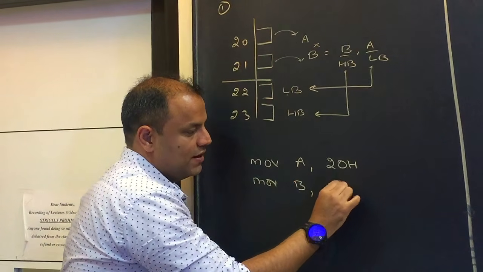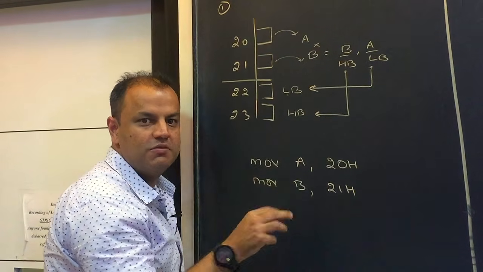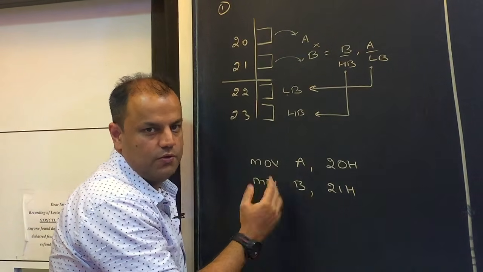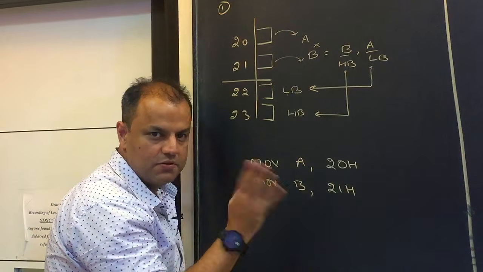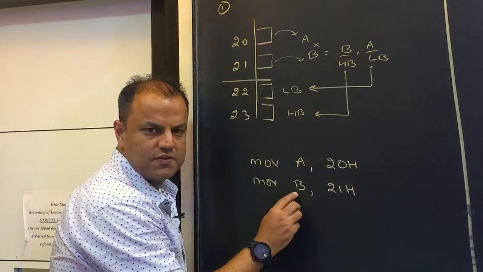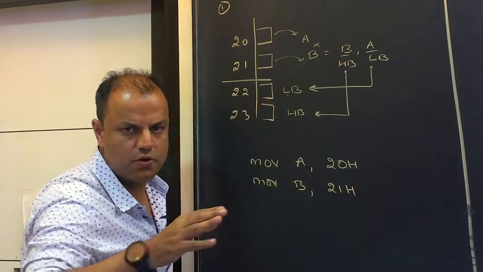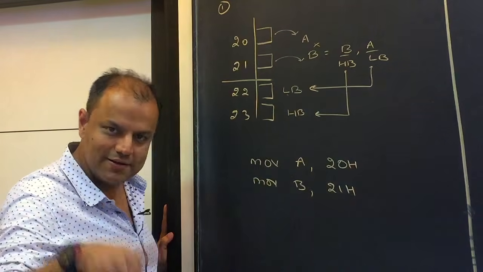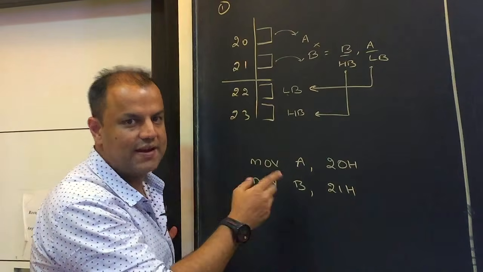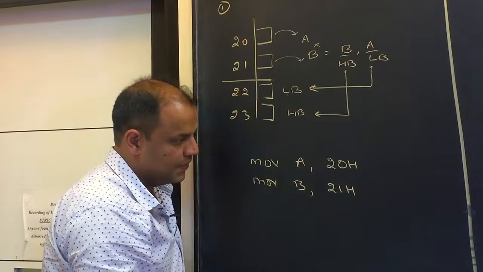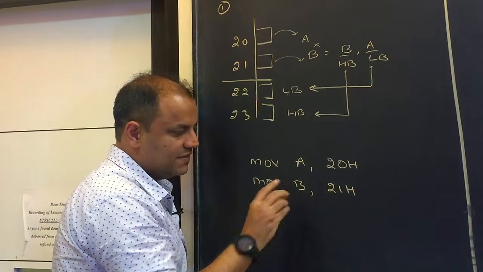Move B, comma 21H. B is an SFR. The assembler will substitute the address of B, that is 0F0. You don't have to do it. You can write B. The assembler will substitute the address. Some college teachers just have a habit of writing 0F0. That is not wrong. That is also fine. Even if you write this, it is fine. Assembler will anyway put 0F0 as the address of B. Anyway, it doesn't matter. So you've taken the first number in A, you've taken the second number in B.